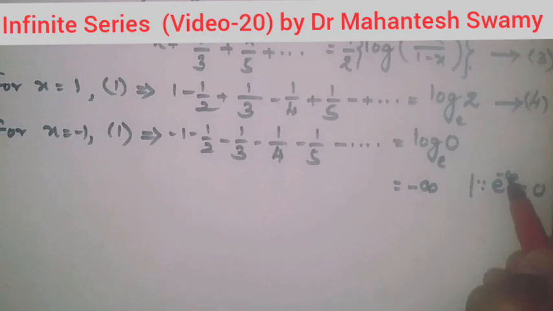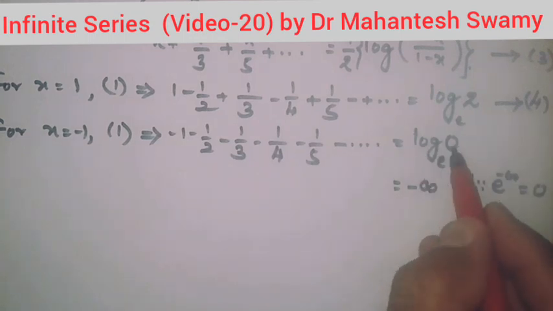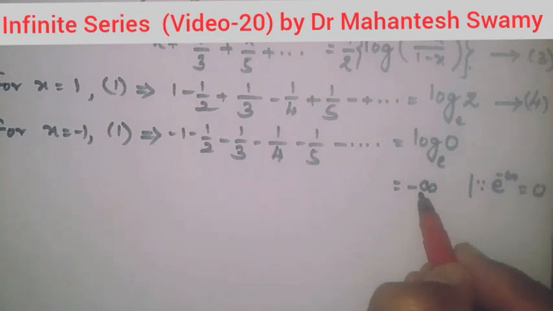e to the power of minus infinity is 1 by e to the power of infinity. 1 by infinity gives us 0. So therefore e to the power of minus infinity is 0. That implies log of 0 is minus infinity. So by using this definition, we wrote here log 0 to the base e as minus infinity.